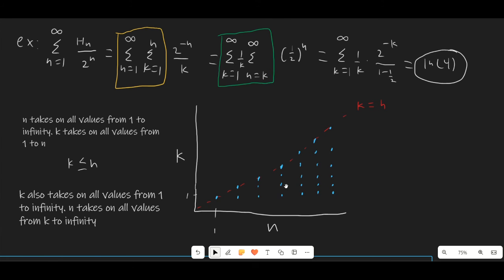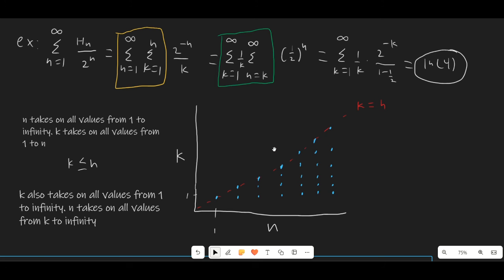Notice if we look at our graph, let's pick a certain value of k. For example, let's pick k equals 2. Now when I pick k equals 2 and I look at this whole line, I notice that n takes on the value 2, which is this point right here, 3, 4, 5, 6, 7, right? All the way from 2 up to infinity. If I pick another value of k, say k equals 4 right here, I find n equals 4, 5, 6, 7, 8, 9, all the way up to infinity. So this is exactly how this is going to work.